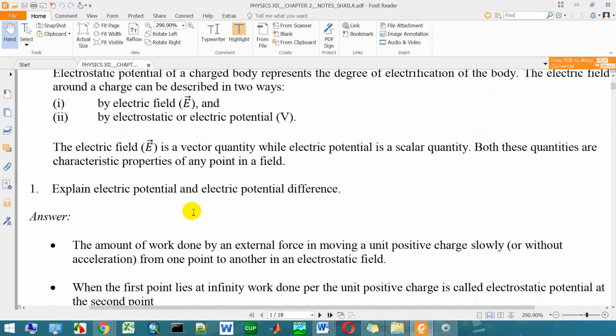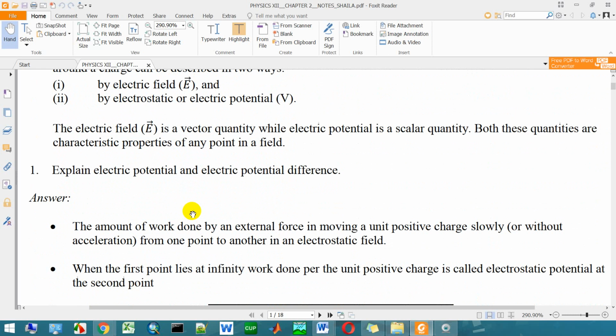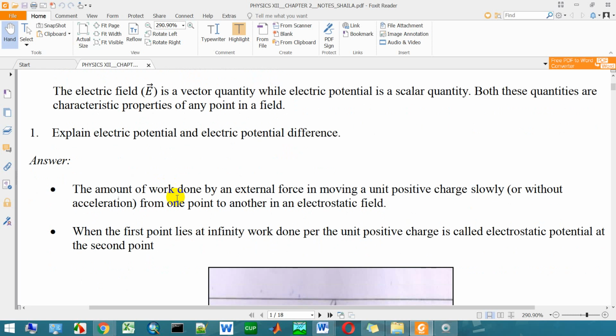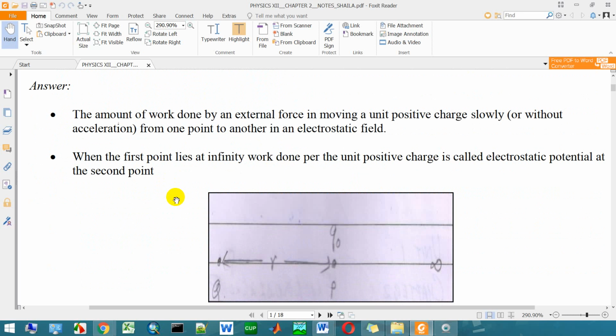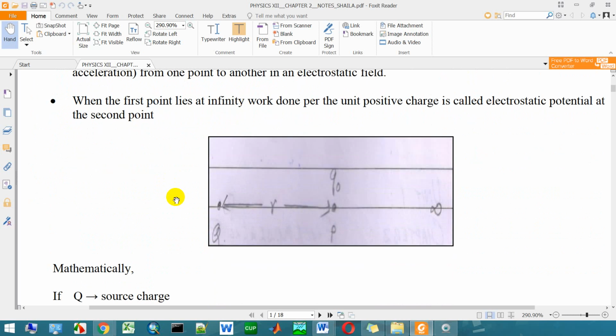So the very first topic that we are going to learn in this chapter is electric potential and electric potential difference. The word potential itself signifies work done. So the base meaning and the base formula for electric potential is the amount of work done to bring a unit positive charge from infinity to point P, as given in the diagram.